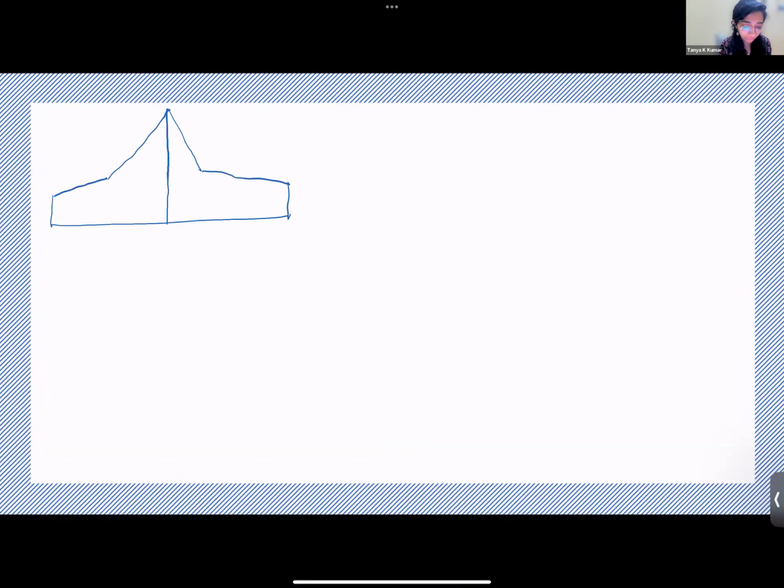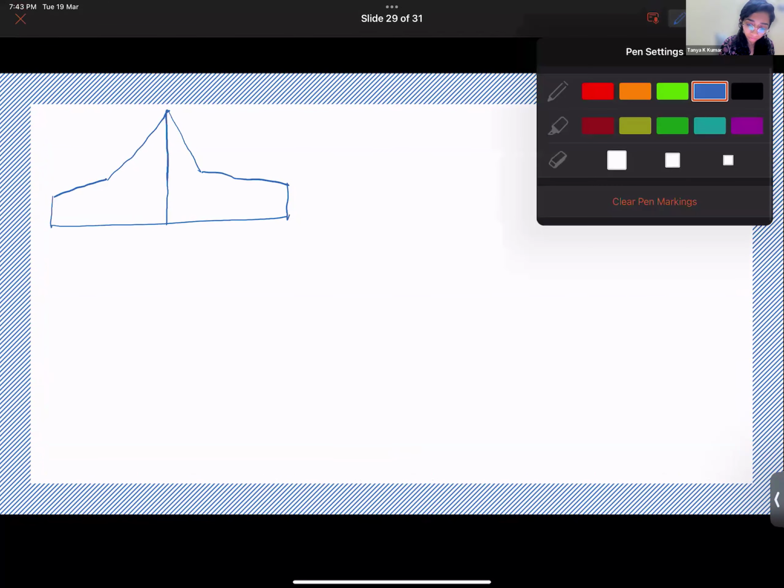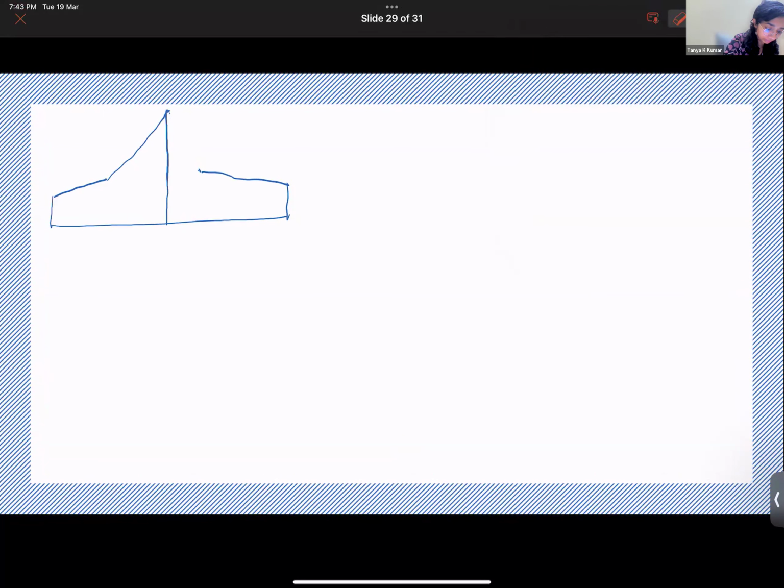It should be symmetric. Just spare my poor drawing. All right, so imagine you have this structure, and this is 675. This is also 675.